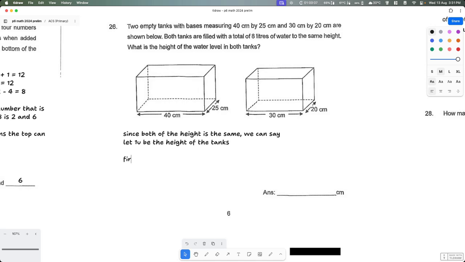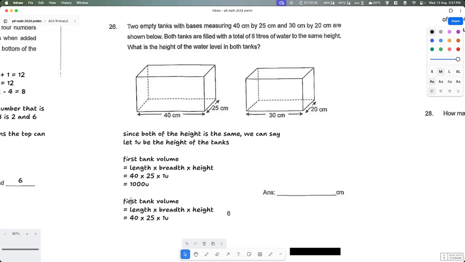First tank volume, which is length times breadth times height, is equal to 40 times 25 times 1u. 40 times 25 is 1000, and then put u at the end, so 1000u. The second tank volume will be 30 times 20, which gives you 600u. The unit is centimeter cube in this case.